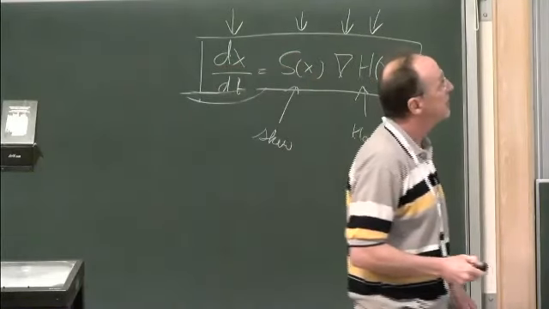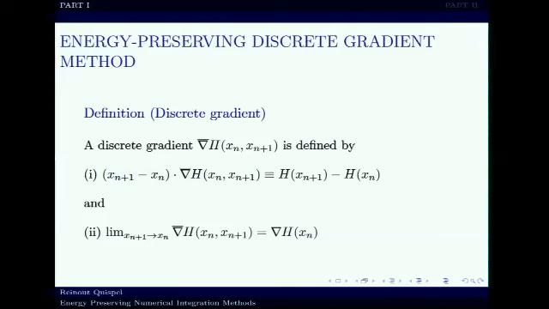So the first thing that I do here is a definition of discrete gradient, and that's in a sense the most crucial ingredient. So our definition is given here. The discrete gradient is denoted by a bar over the gradient. So this means discrete gradient. You can denote it by this bar.